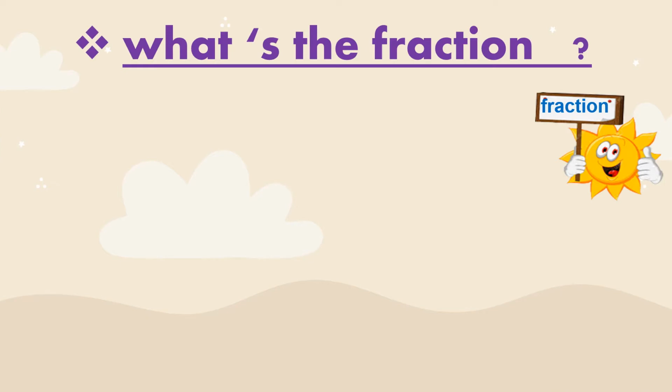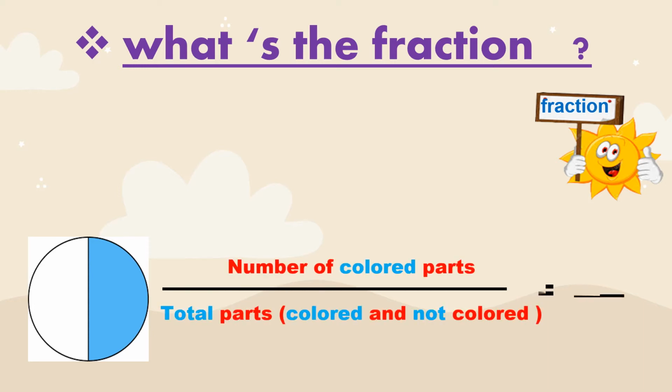What is the fraction? If I have this circle divided into two parts, one part colored and one part not colored, how can I write this in the fraction? I have a definition: the number of the colored parts, fraction bar, total parts, colored and not colored. How many parts are colored? 1. And the total parts, 1, 2. So I will write 1 over 2.